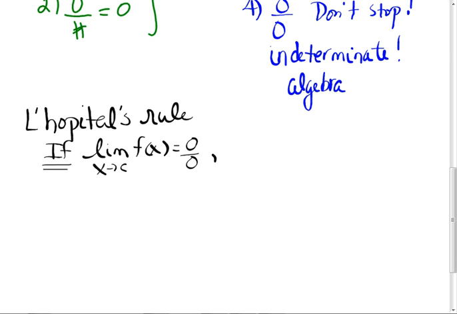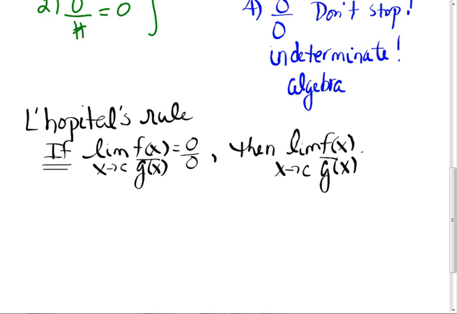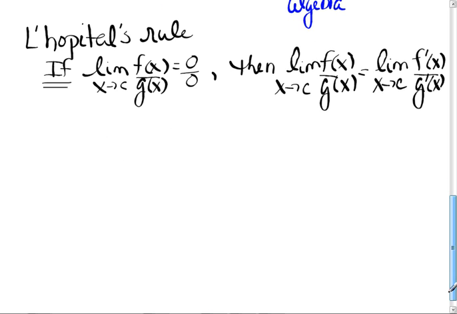If that's the case, and this has to be a fraction, so let's make it f of x over g of x. So we must have a fraction of 0 over 0. Then the limit as x approaches c of f of x over g of x happens to be the limit of the ratio of the derivatives. It's not the quotient rule. So you could do algebra, or you could use L'Hôpital. But the problem is, don't use L'Hôpital when you can't. There's a reason why we don't teach it to you when we do limits, because limits is overwhelming enough. Now you're more familiar with limits, you're hitting back on it, so it should be okay.